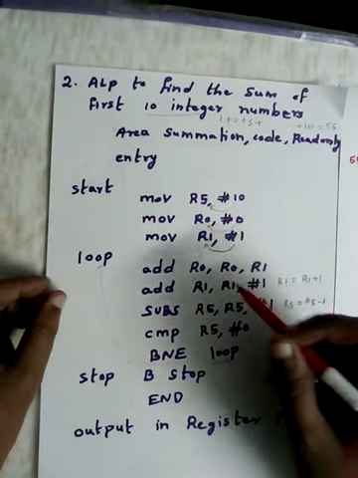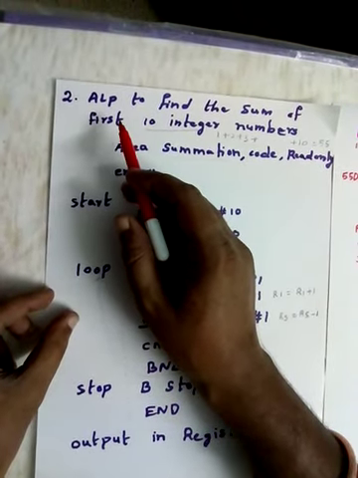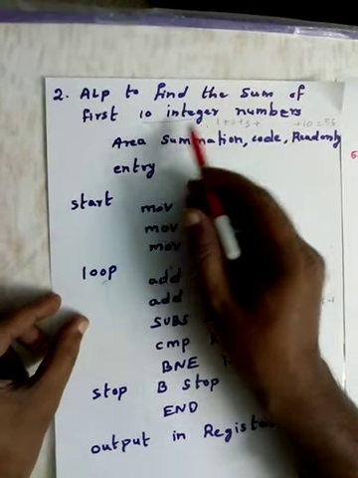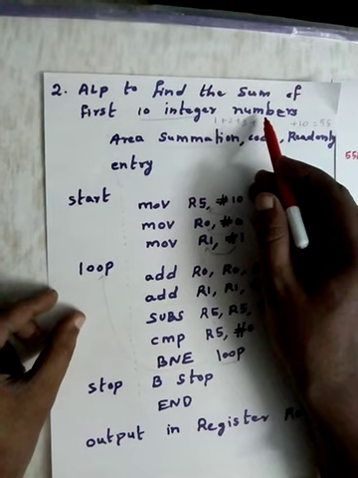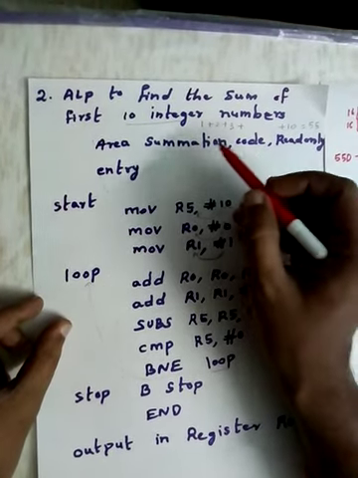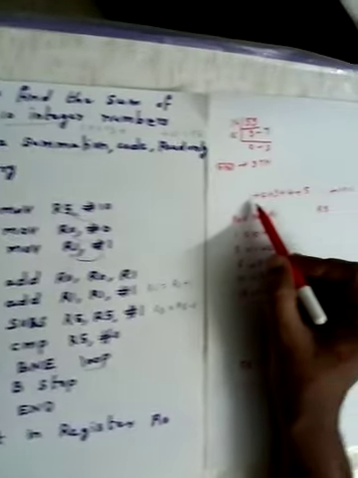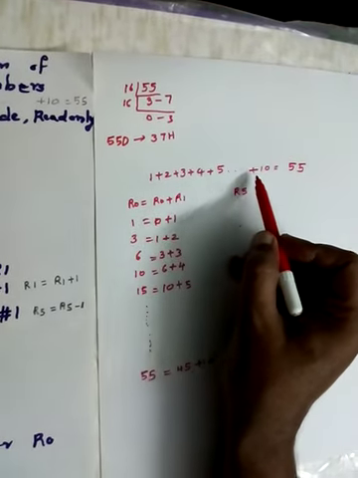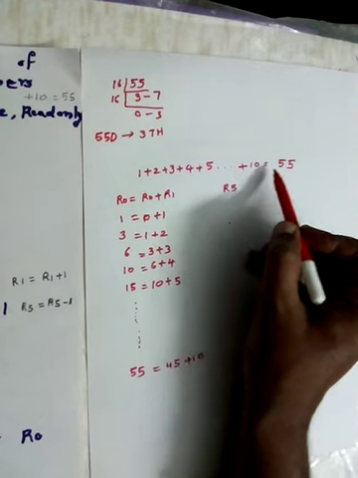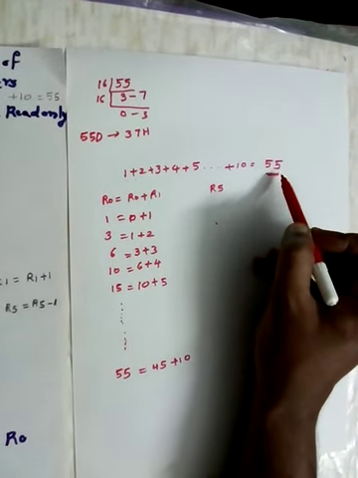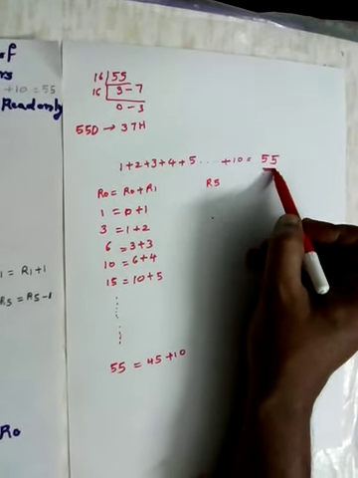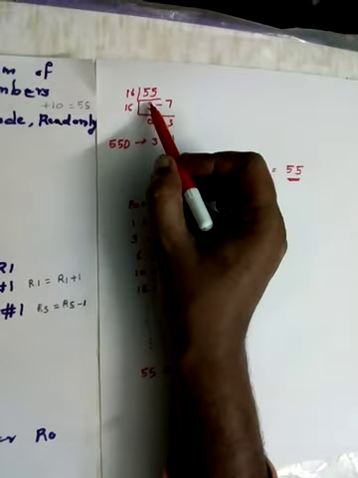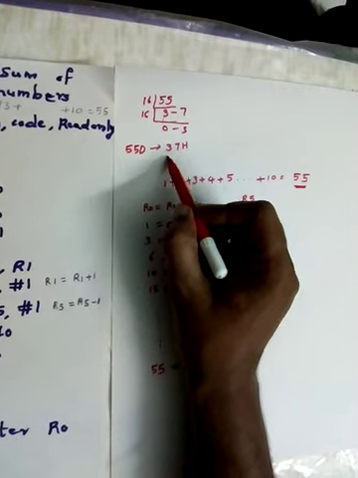Good morning. Today we are going to see the second program, that is an ALP to find the sum of the first 10 integer numbers. What are the first 10 integer numbers? 1 plus 2 plus 3 plus 4 plus 5, like that up to 10, and after addition the result will be 55. This 55 is a decimal value. If you convert it into hexadecimal, you will get the answer 37.